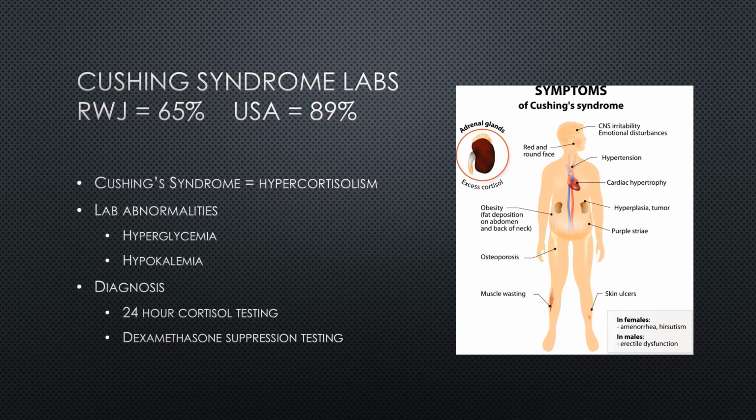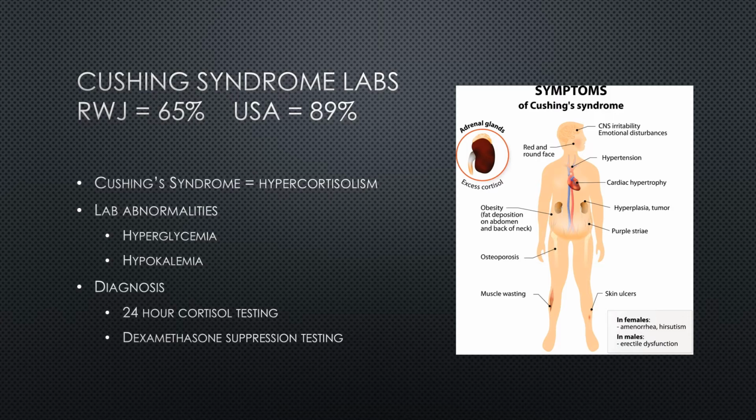That can be either primary or secondary, primary being a disease of the adrenal glands and secondary being a disease of the pituitary. Lab abnormalities that are common, since it's a disease of too much cortisol, you see both hyperglycemia and hypokalemia. And the diagnosis can be made in a variety of ways.